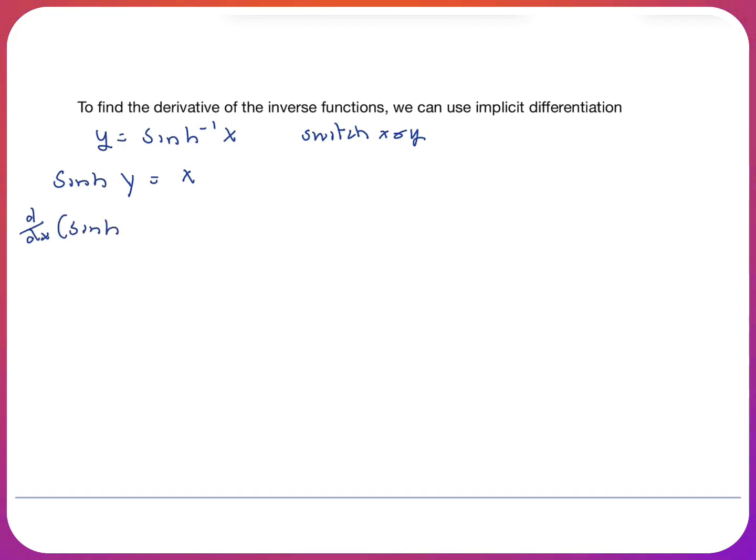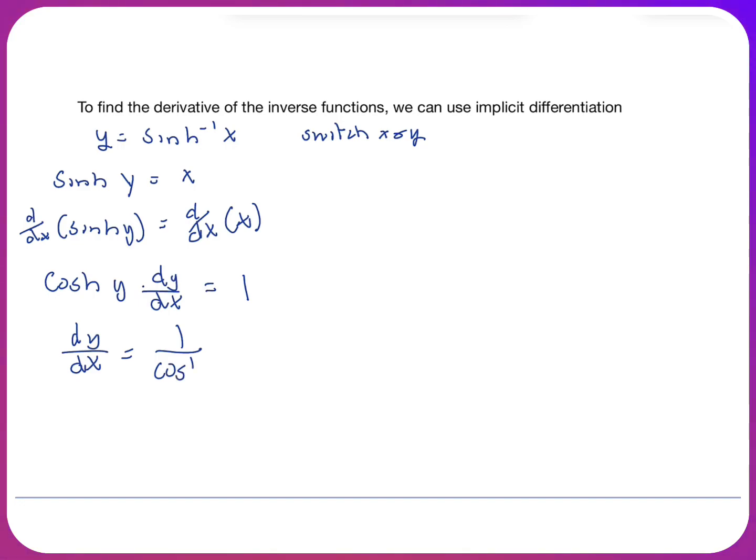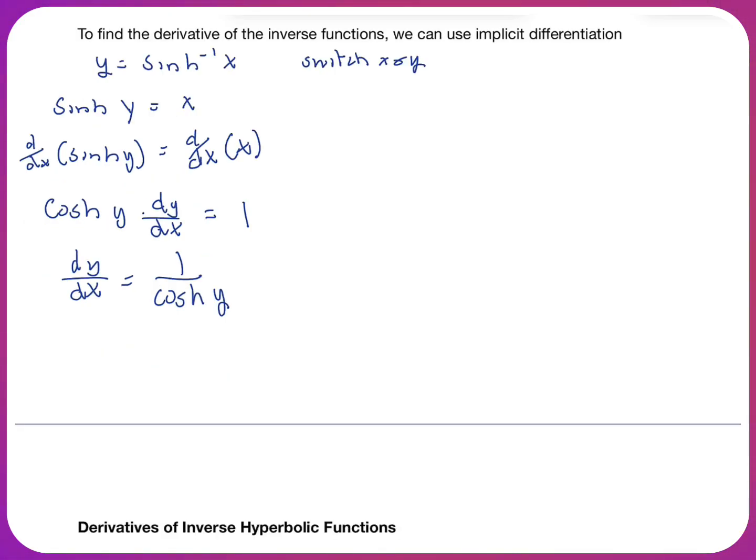Now I'm going to take the derivative of the left-hand side and the derivative of the right-hand side with respect to x. So when I take the derivative of the hyperbolic sine of y, that gives us the hyperbolic cosine of y times dy/dx, because we're with respect to the x variable. y is some function of x. On the right-hand side, our derivative is just simply 1, so we can get dy/dx is equal to 1 divided by the hyperbolic cosine of y.